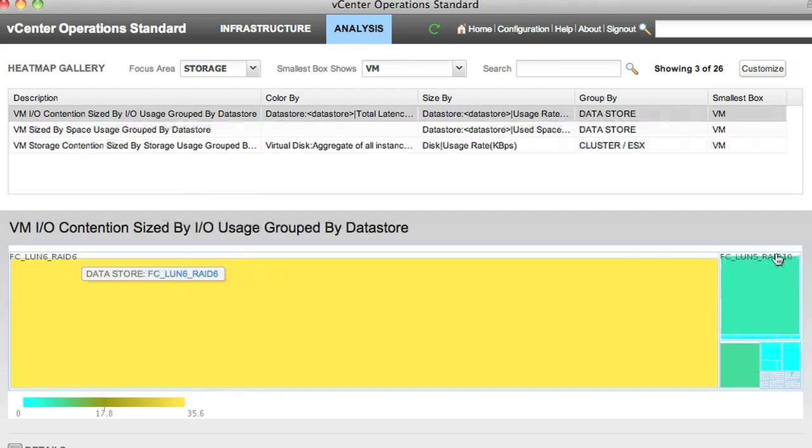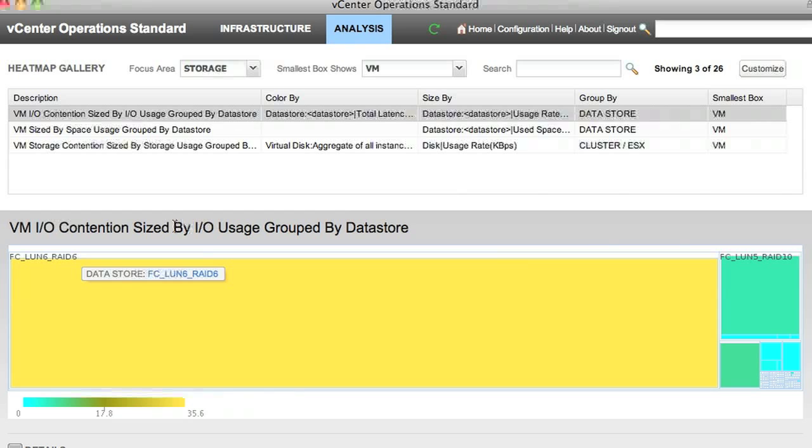We have another data store over here that's much smaller in size. Another data store that's so small its name can't even be printed, and then many other data stores here, some of which are so tiny they're barely even recognizable.